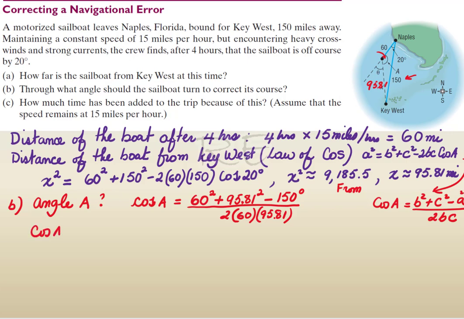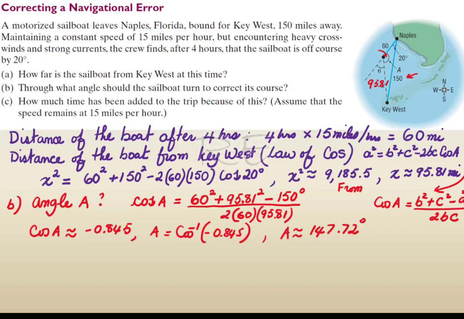Now, cosine A is approximately, using the calculator, negative 0.845, and A is equal to the inverse cosine of negative 0.845, which is approximately, using again the calculator, 147.72 degrees.